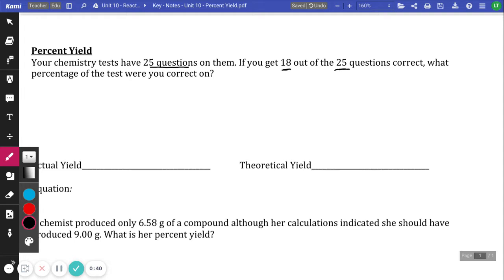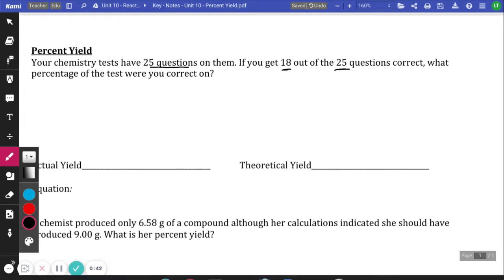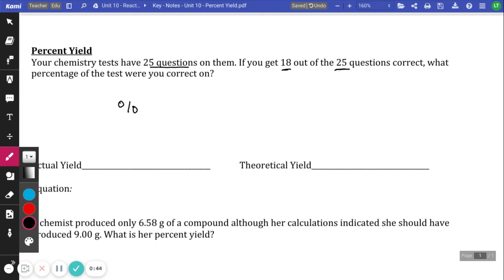Okay, so how would I solve this? I'm looking for my percentage correct. I got 18, and there were 25 possible questions, so I got 18 out of the 25. So 18 over 25, it's a percentage, so we're going to multiply times 100 and then solve. 18 divided by 25 times 100 means that I would get a 72%.